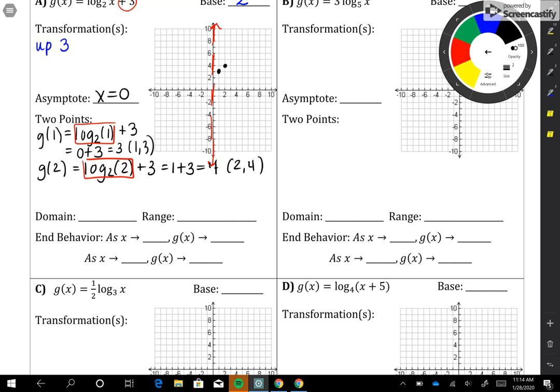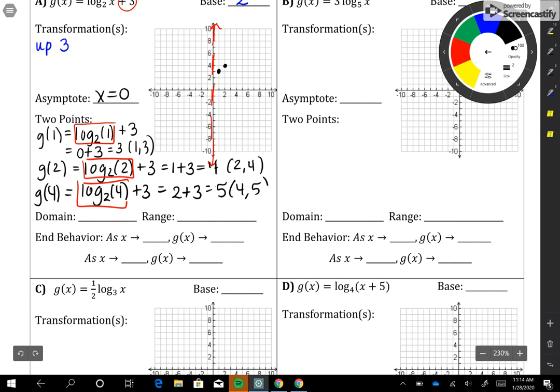Both are kind of close together. I might find another one just for good measure. I mean, base 2 is pretty easy. Like I could plug 4 in and easily evaluate the log base 2 of 4 and then add 3. The log base 2 of 4 is 2. And then if I add 3, I get 5. So that is the point (4, 5). So there's 3 points. And then remember, our log is a curve. And then it approaches our asymptote there.